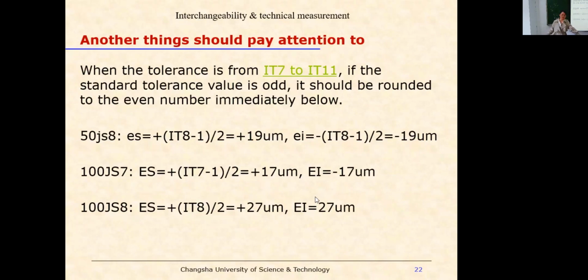Okay, you can find 30 in the line for IT8, and it's divided by 2. Actually, JS we don't use very commonly. When we design the bearing, we just use the JS tolerance. But for the bearing, it's standard.